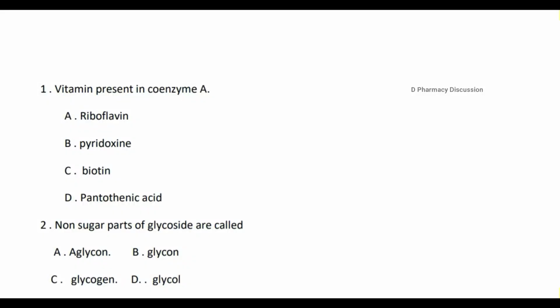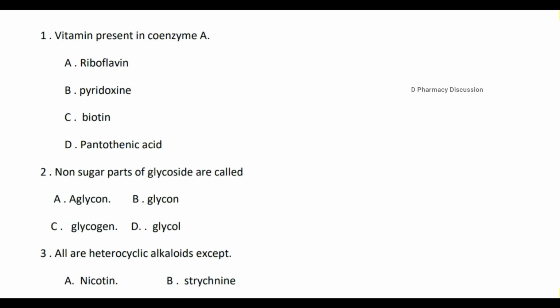First question, vitamin present in coenzyme A. Options are A. Riboflavin, B. Pyridoxine, C. Biotin, D. Pantothenic acid. Correct answer is option D. Pantothenic acid.